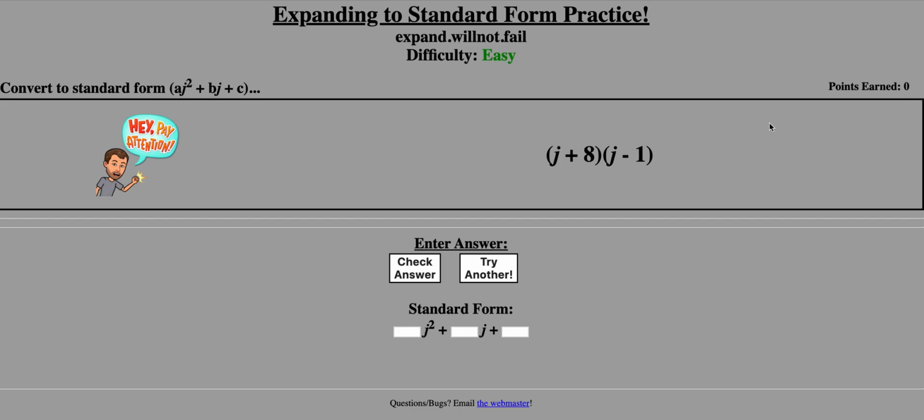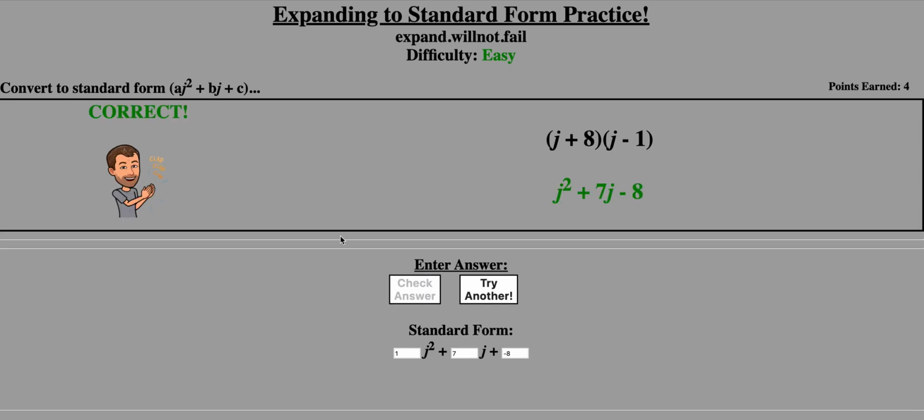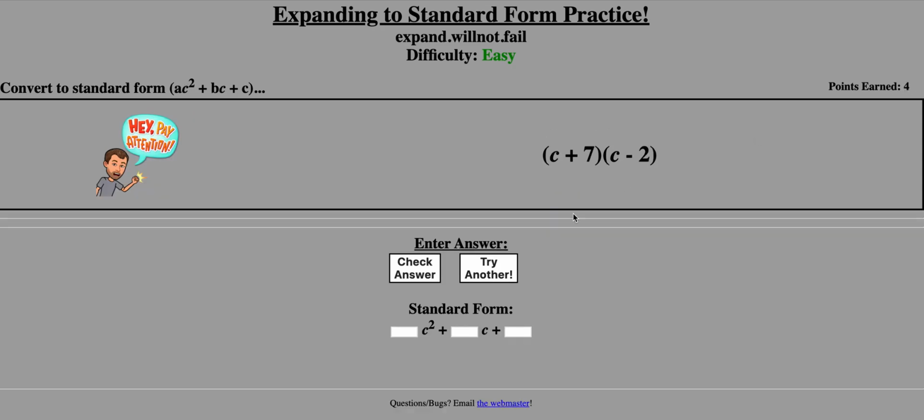Okay, so let's take a look at an example. Here I have j plus 8 times j minus 1. So I'll work through this on paper, I'll do it out, and eventually I'll realize that it is 1j squared plus 7j minus 8. And once I have all these answers, if I click off the box, this is going to come up to confirm my answer. So j squared plus 7j minus 8. I hit check my answer. We can see it's correct, and I've earned 4 points because I got it correct on the first try.